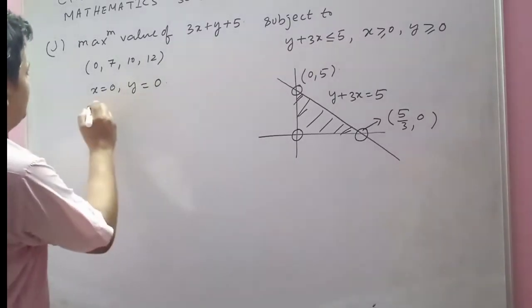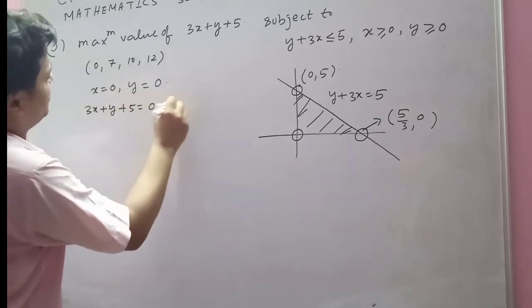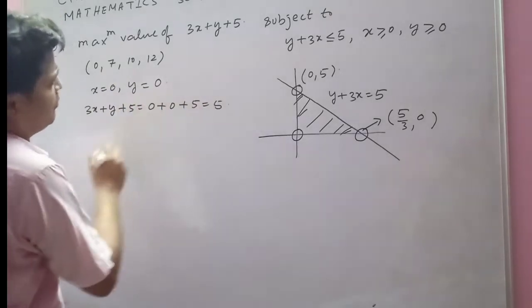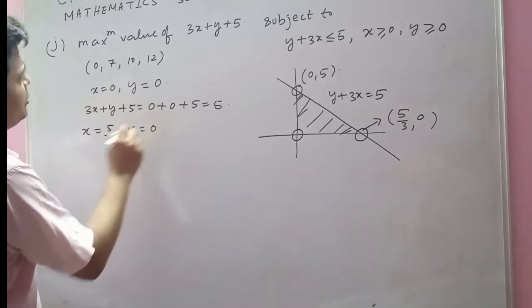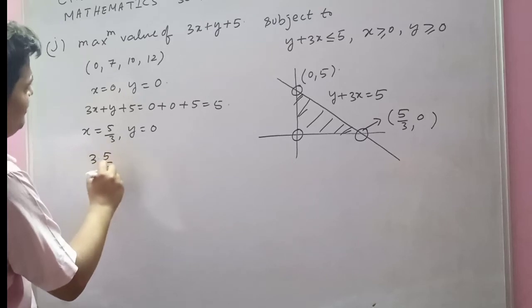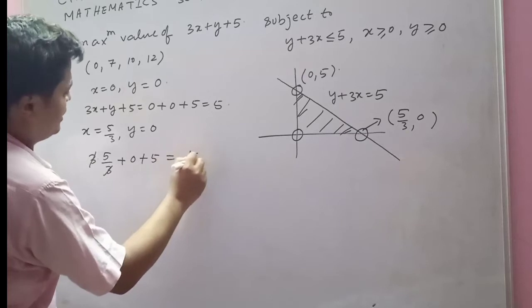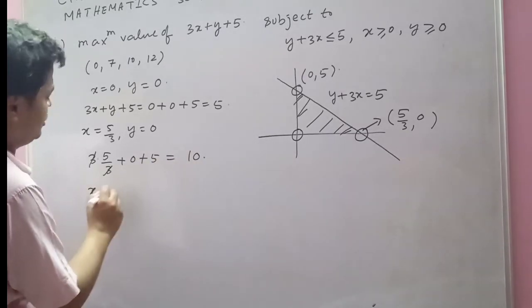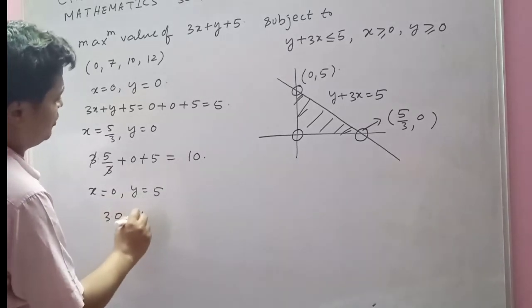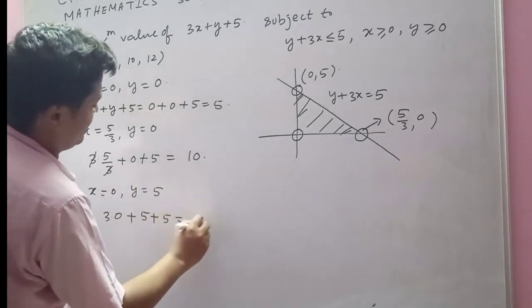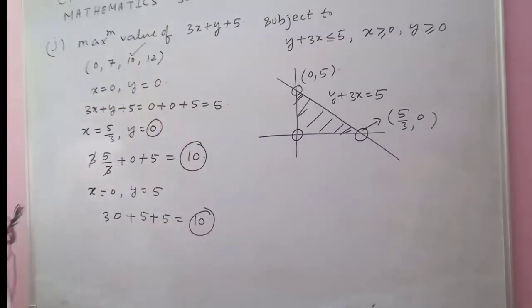X equal to 0, y equal to 0, the value becomes 0 plus 0 plus 5, that is 5. Put x equal to 5 by 3, y equal to 0, the value becomes 3 into 5 by 3 plus 0 plus 5, that is equal to 10. Put x equal to 0, y equal to 5, the value becomes 3 into 0 plus 5 plus 5, 10. So the values are 5, 10, 10. So the maximum value is 10.